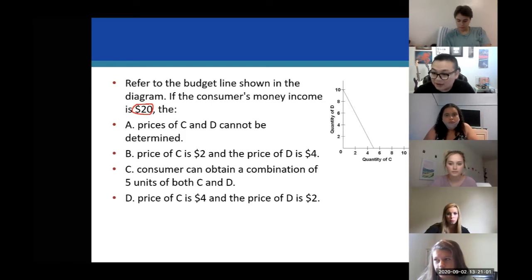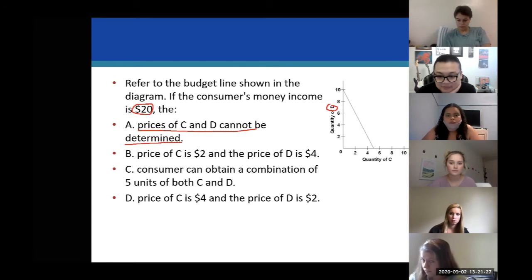Okay, so first, the price of C and price of D cannot be determined. Can anyone tell me what will be the price of D? Do you know how to do that? What will be the price of D? It already gives you enough information. Anyone? How are we going to calculate the price for D? So, yes, Adriana? D costs $2. $2, that's correct.